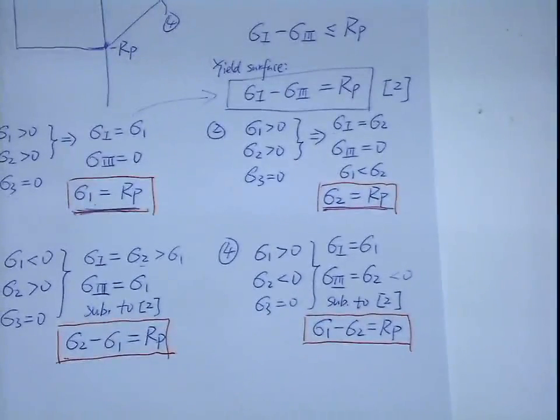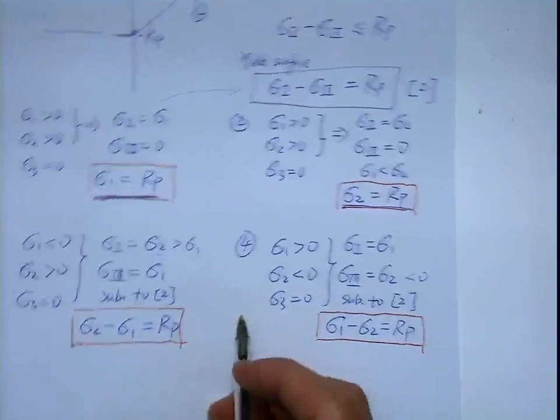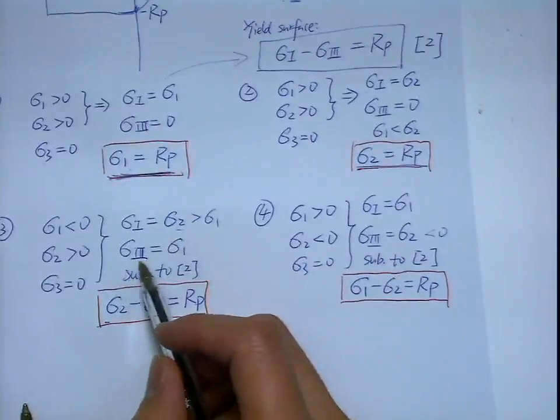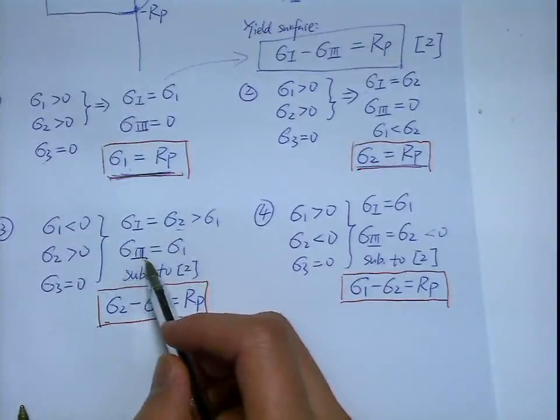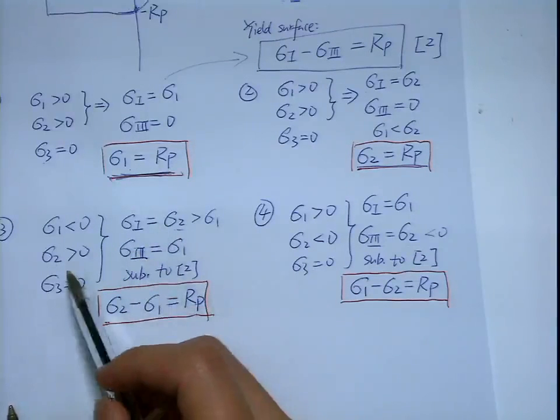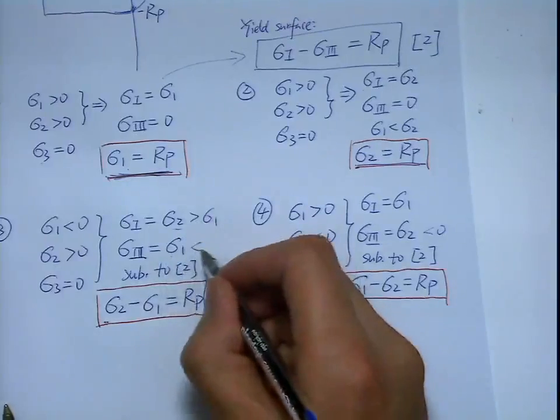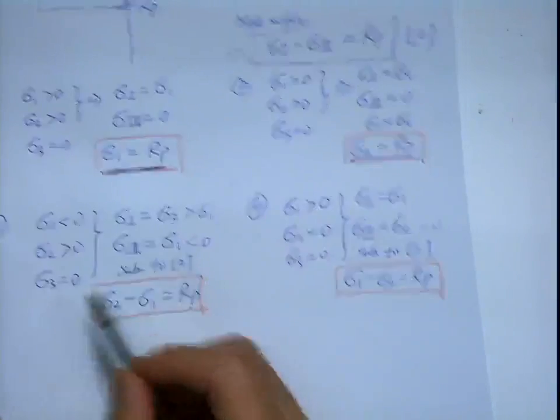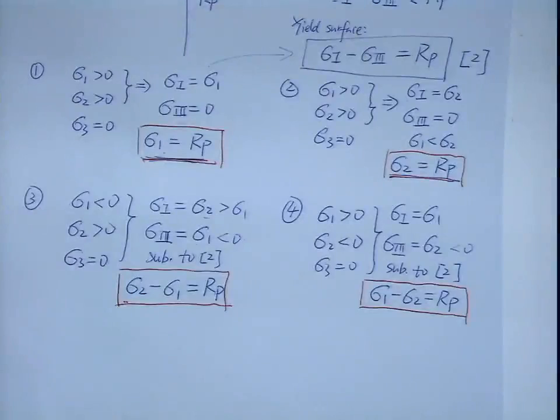Sorry, sir. Why is sigma 3 not 0 anymore for 3 and 4? Because you need to consider the smallest one as the sigma capital 3. Now this sigma 1 is negative, you see. Oh, yeah. That's the smallest one.